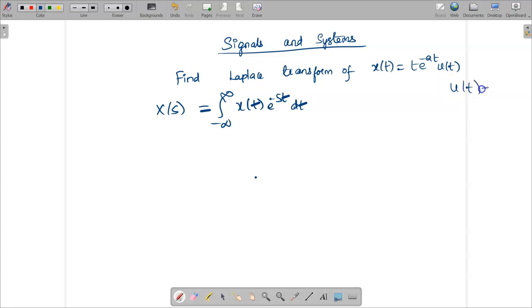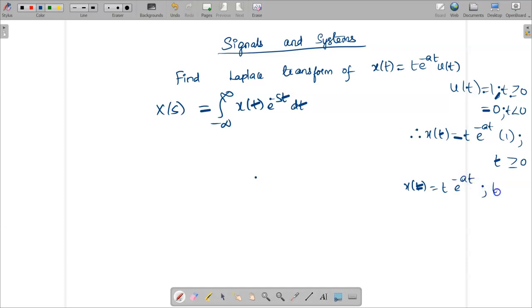We know that u of t equal to 1 for t greater than or equal to 0, and 0 for t less than 0. So therefore I can write x of t as t e power minus at. What is the u of t value? It is 1. And this whole value exists only for t greater than or equal to 0. So x of t in simple form is t e power minus at for t greater than or equal to 0, or I can say the limit is 0 to infinity.